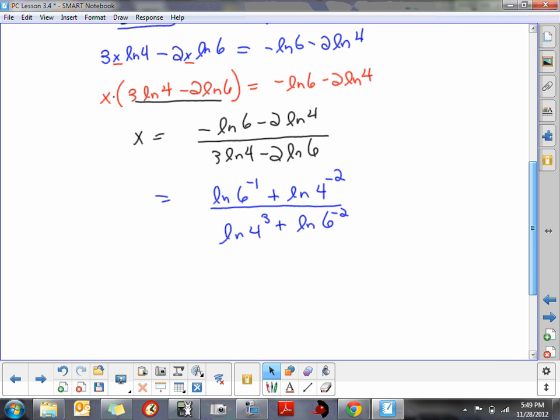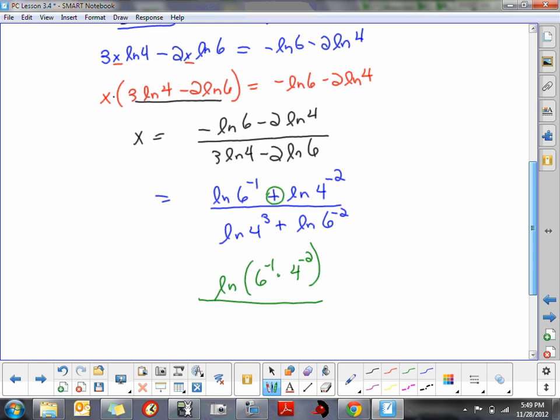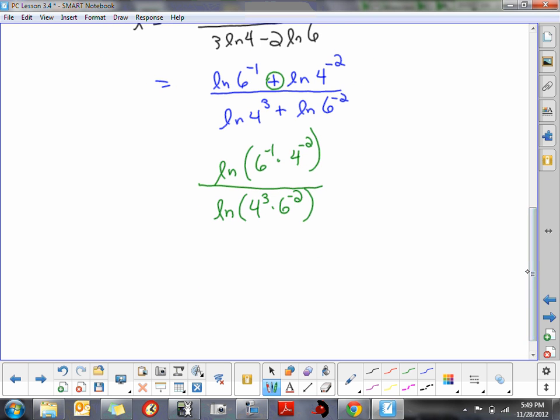And then we can go ahead and use our product rule now. This is the natural log of 6 to the negative 1 times 4 to the negative 2, over the natural log of 4 cubed times 6 to the negative 2. And these things in themselves can be simplified. 6 to the negative 1 is 1/6, and 4 to the negative 2 is 1 over 4 squared, or 1/16. Over that, 4 cubed is 64, times 6 to the negative 2, which is 1/36.